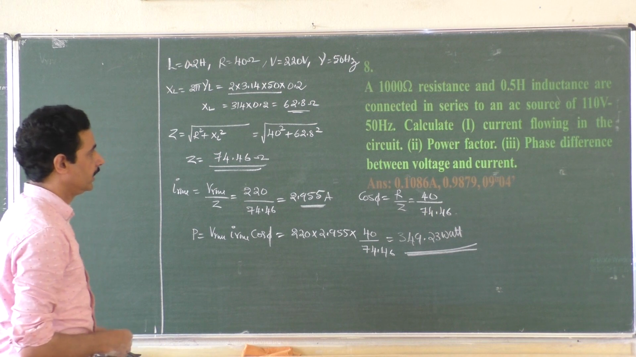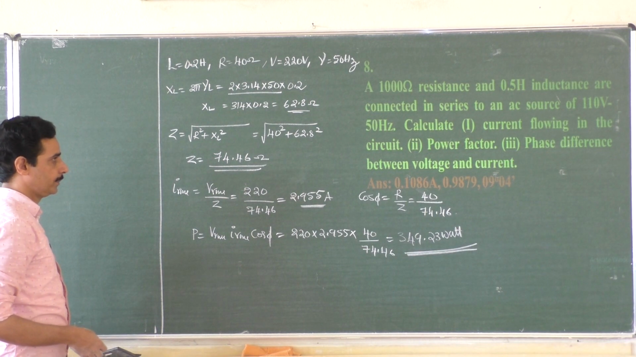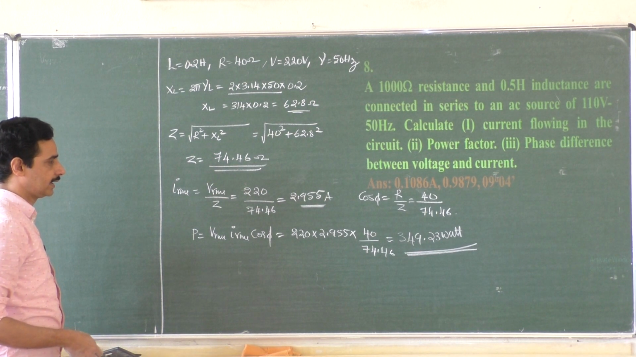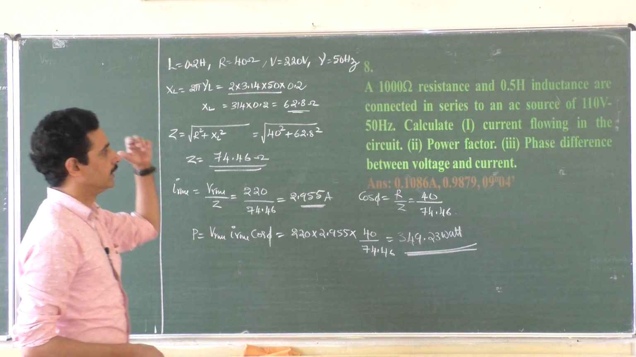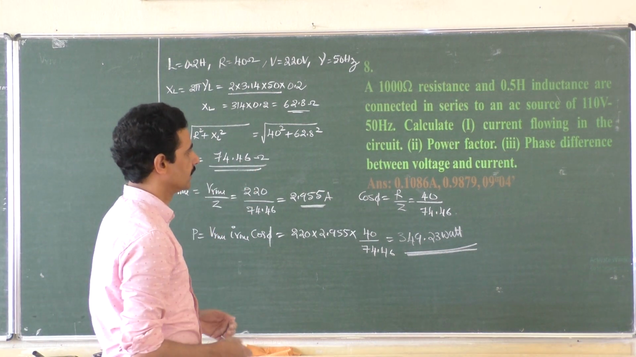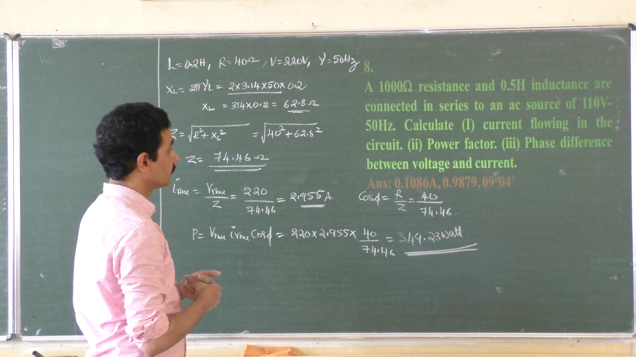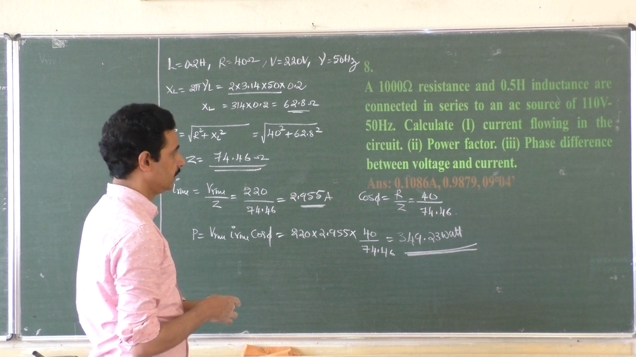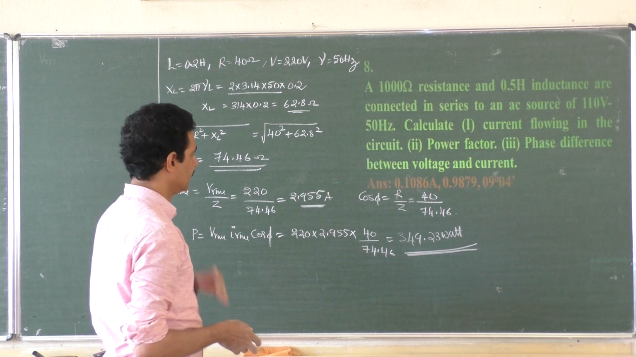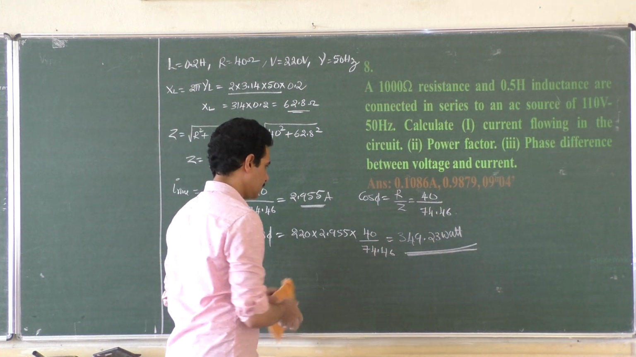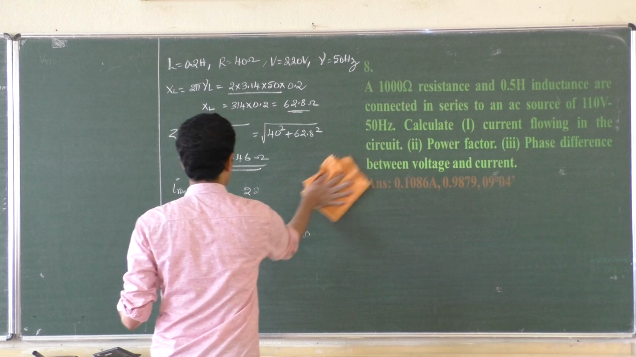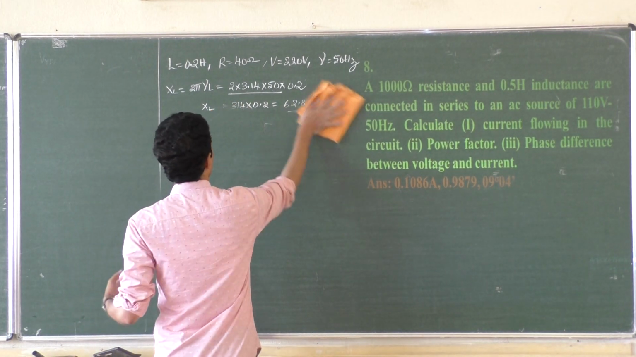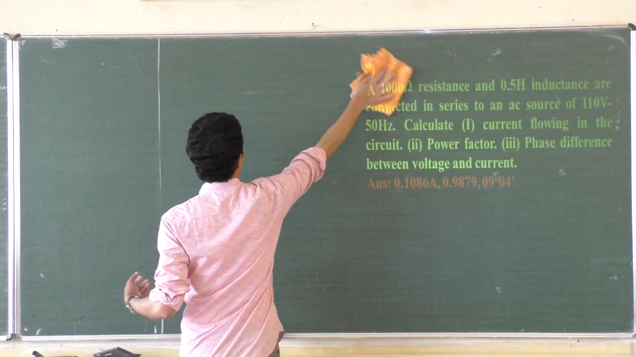8. A 1000 ohm resistance and a 0.5 Henry inductance are connected in series to an AC source of 110 volt, 50 Hz. Calculate the current flowing in the circuit, power factor, and phase difference between voltage and current. Very similar problem, right? But you have different things to be calculated, that's all. Okay, we'll move on.